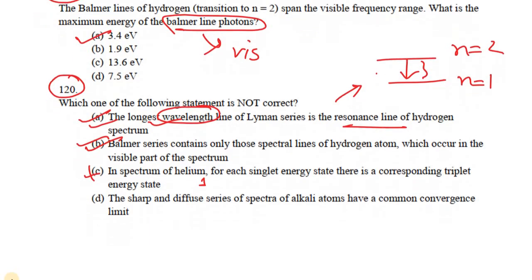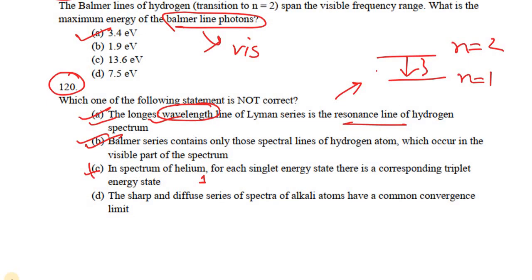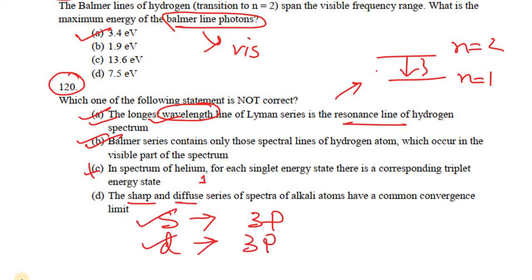And also statement D, let's read it. The sharp and diffuse series of the spectra of the alkali atom have a common convergence limit. Sharp lines fall from s to 3p, and diffuse lines fall from the d series to 3p. So both have a common convergence limit. This statement is also true, and the only wrong statement is C. So this will be the correct answer.